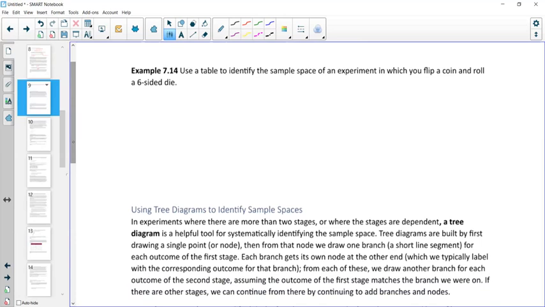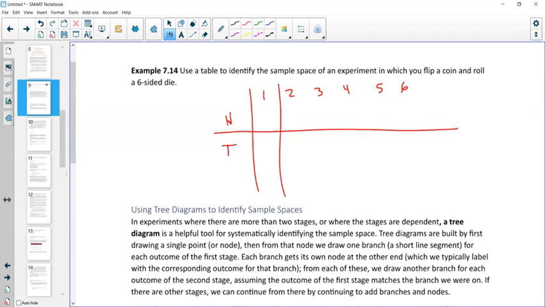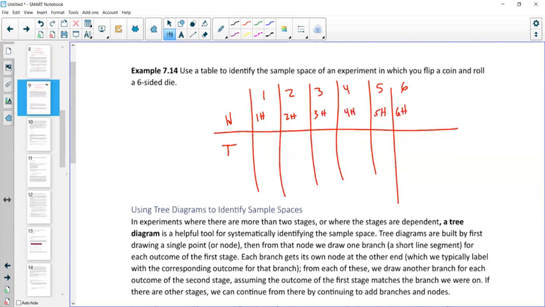Use a table to identify the sample space of an experiment in which you flip a coin and roll a six-sided die. Our six-sided die can be 1, 2, 3, 4, 5, or 6. And our coin could be heads or tails. One head, two head, three head, four head, five head, six head. One tail, two tail, three tail, four tail, five tail, and six tail. So there we have our sample space.